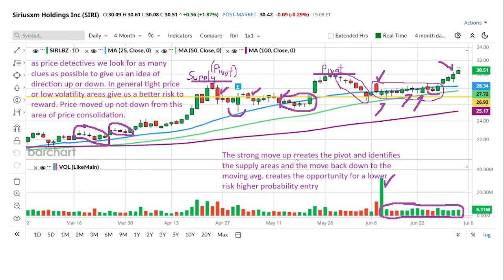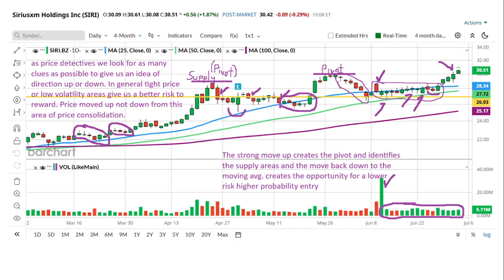So the strong move up back here creates that pivot and identifies the supply areas, and the move back down to the moving average here, where we created these pivots, creates the opportunity for a lower risk, higher probability entry. Okay, so that's how I use pivots, and that's how I use consolidation areas or tight price action to time my trades. That's all I'm trying to show you guys there.